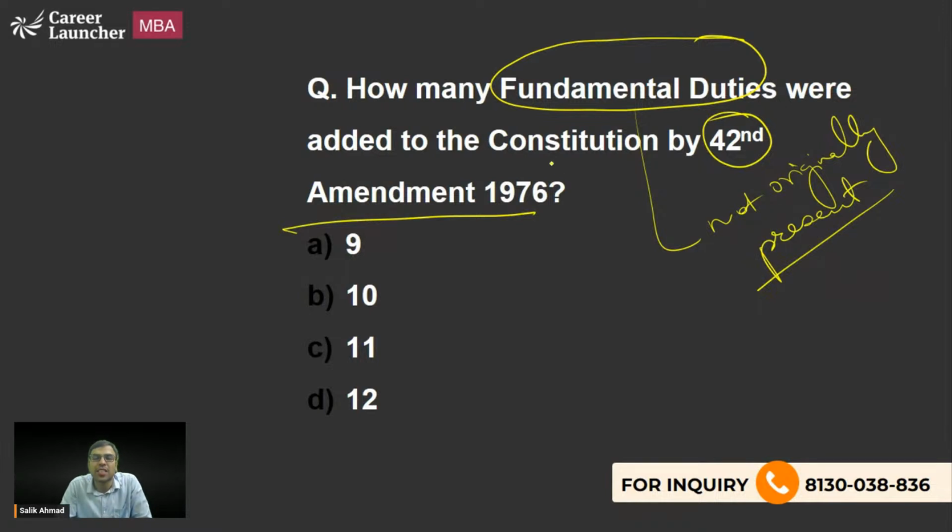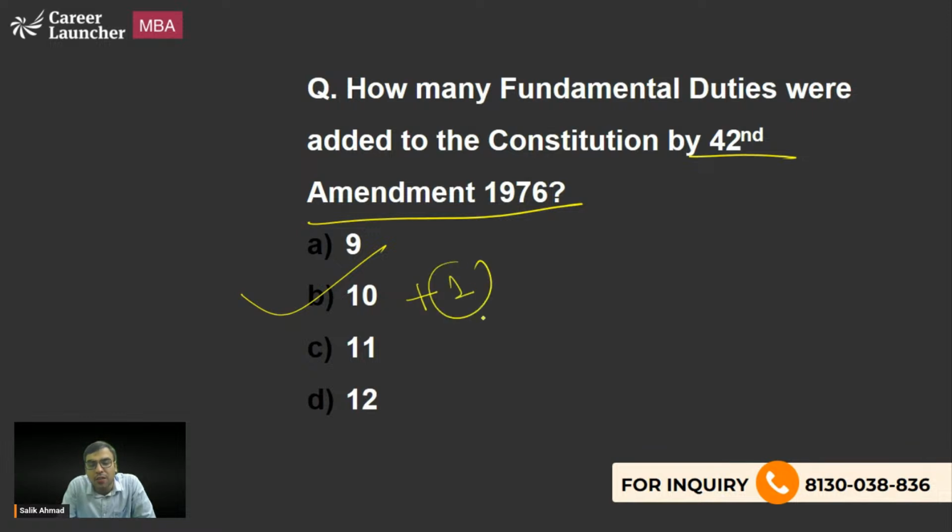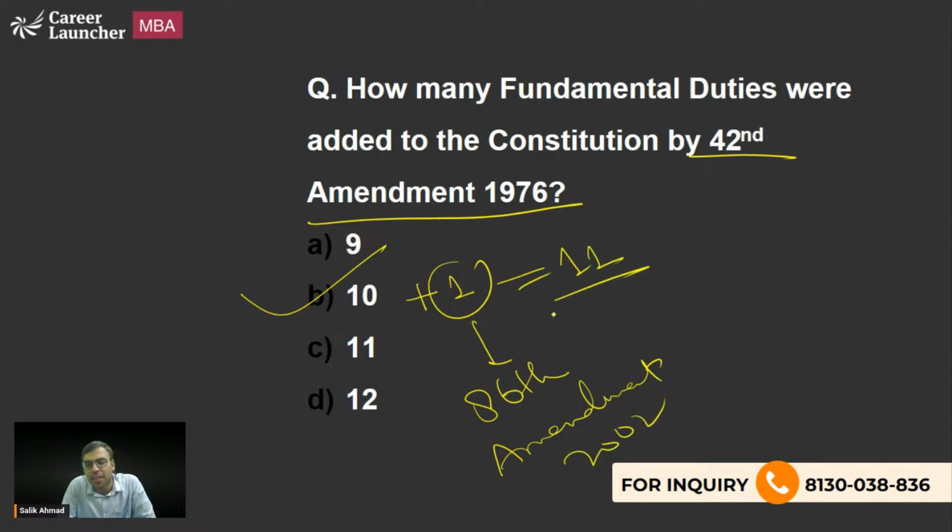So this was not originally present, but was added later on by the 42nd Amendment. So how many fundamental duties were added? By the 42nd Amendment, 10 fundamental duties were added, and plus one, the 11th one, was added by the 86th Amendment, 2002. So currently we are having 11 fundamental duties. Okay? That is what you should be knowing. B is the right answer.